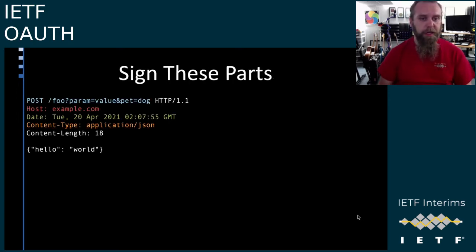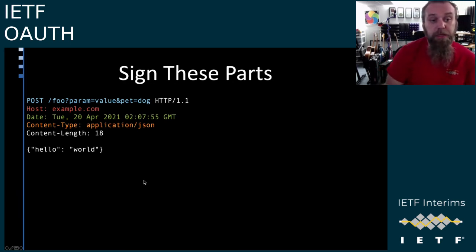We're going to sign the following parts. So you should be able to see my mouse cursor. We're going to sign this request portion. So we've got a POST and we've got a URL. We've got a host header. We've got a date header. We've got a content type. And we're deciding not to sign the content length of the body in this particular request.